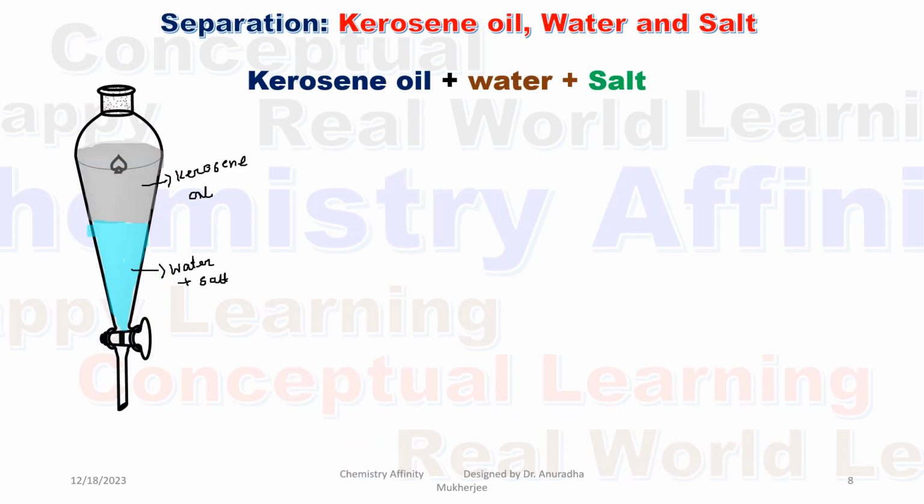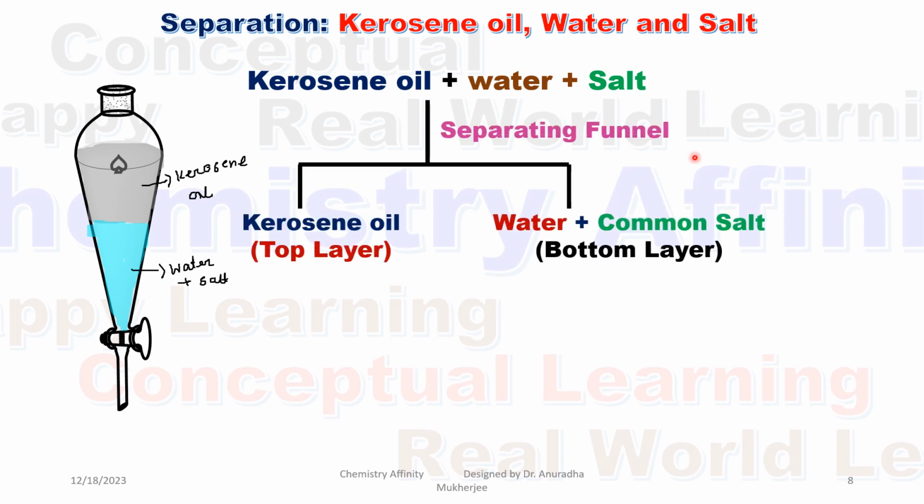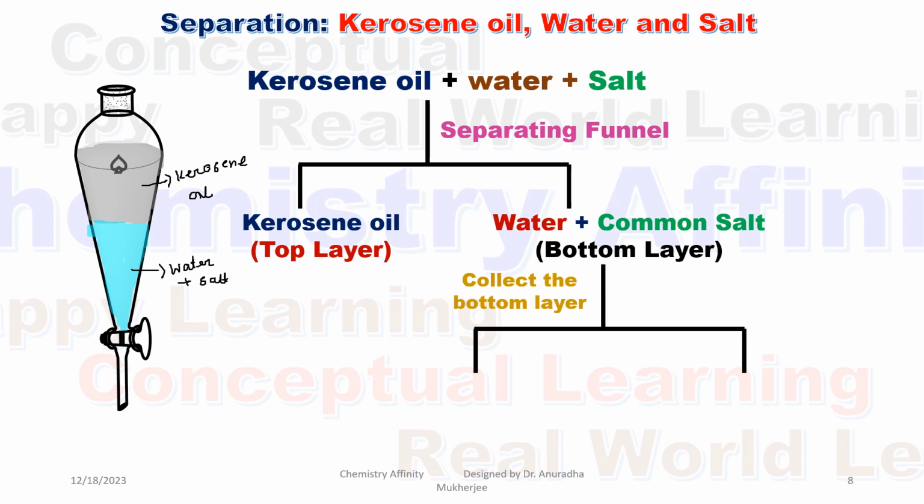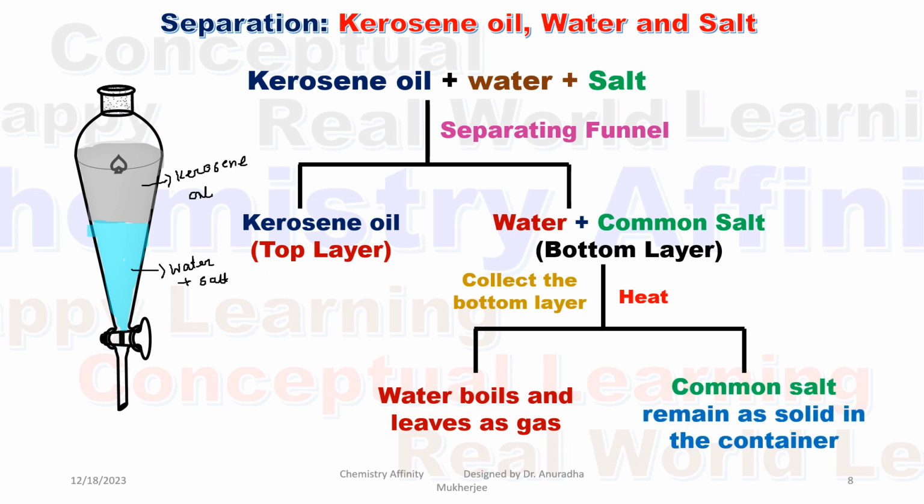We also can explain this separation using a flowchart. First we have to use a separating funnel. Kerosene oil will be the top layer, water plus common salt will be the bottom layer. Now we have to collect the bottom layer and heat it. When we heat it, water boils and leaves as a gas and common salt remains as a solid in the container.